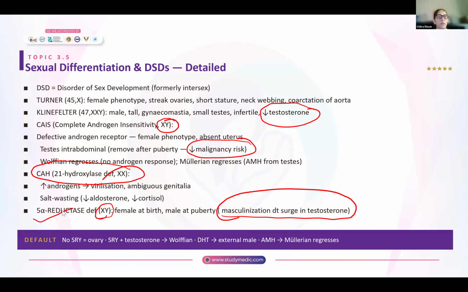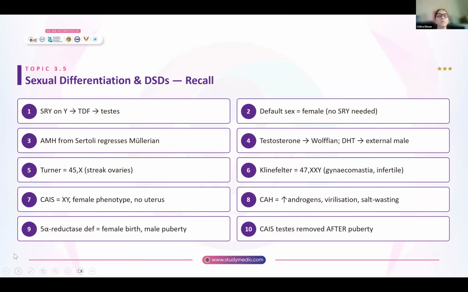Okay. So important points to remember here is that whenever there is no SRY gene, you get formation of the ovary. Whenever you have SRY gene and testosterone, that gives rise to development of the Wolffian ducts. Dihydrotestosterone is necessary for development of external male genitalia, and under the influence of anti-Mullerian hormone, Mullerian duct regresses. So this is the same thing that we spoke about right now.